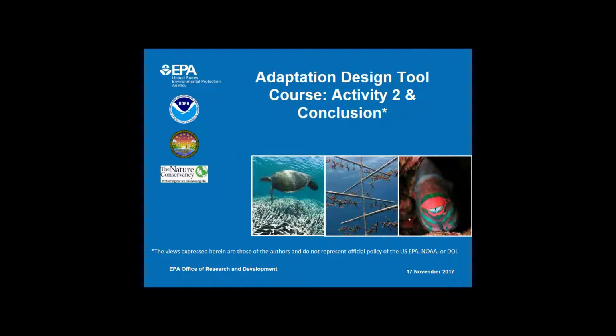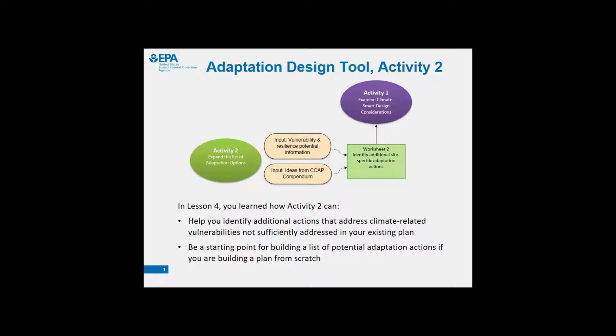This is the final webinar. We're going to cover both Activity 2, which corresponds with Lesson 4 of the online course, and we'll talk about wrapping it all up, how it all ties back together in the course conclusion. So recall that for Activity 2, that Lesson 4 module, you learned that Activity 2 helps you identify additional actions to address climate-related vulnerabilities that may not yet be sufficiently addressed in an existing plan.